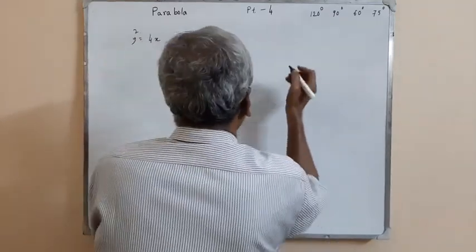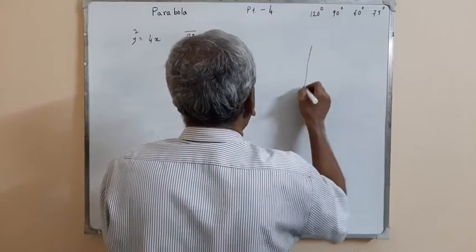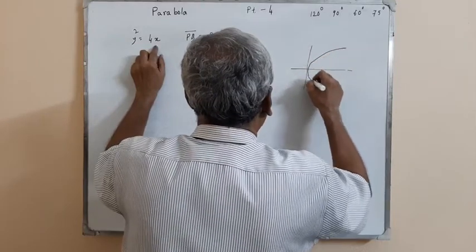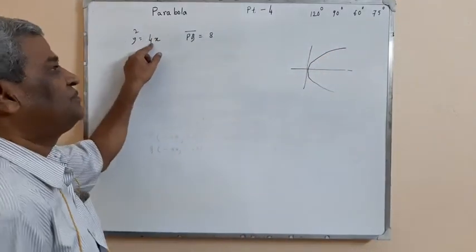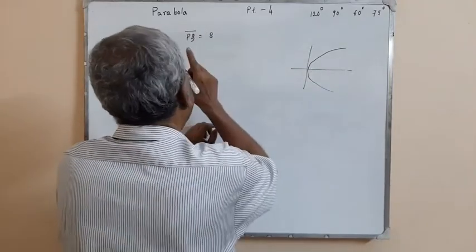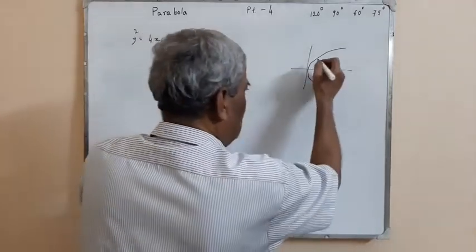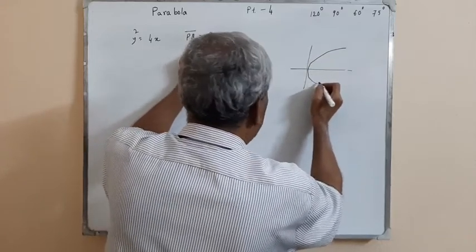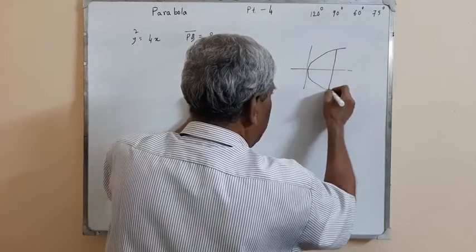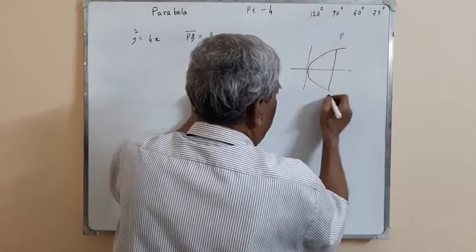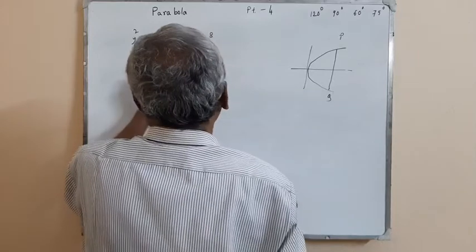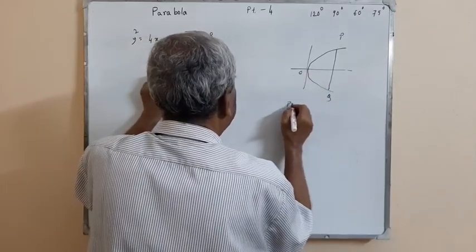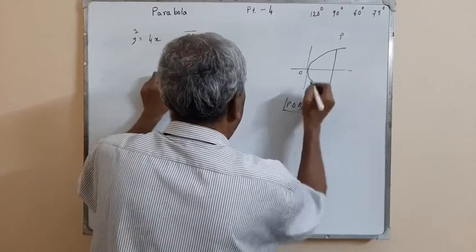Okay, so let us draw. y square is equal to 4x, and its latus rectum is 4. Suppose latus rectum is somewhere there, so PQ is more than 4, so PQ is away from it. It is PQ. Then we have to find the angle POQ, this angle.